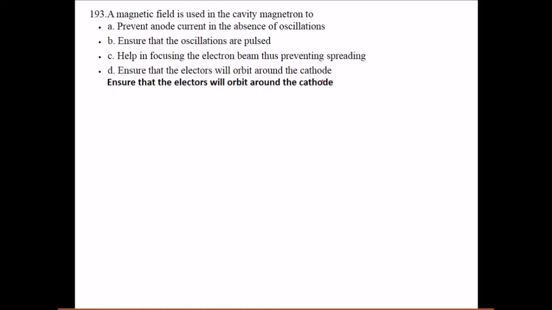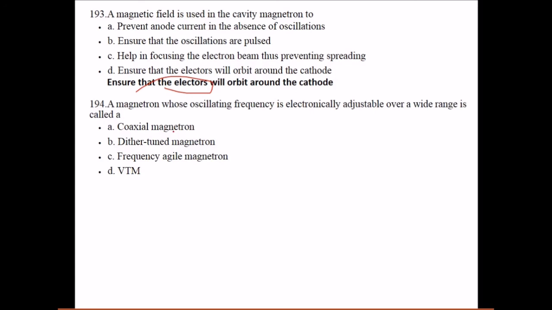Now a magnetic field is used in the cavity magnetron to ensure that electrons will orbit around the cathode. These are electrons actually. So a magnetron whose oscillating frequency is electronically adjustable over a wide range is called what? It is a VTM. It's a type of magnetron only.